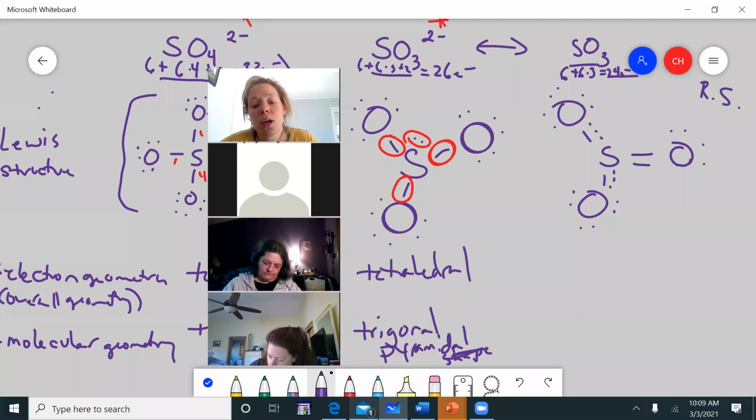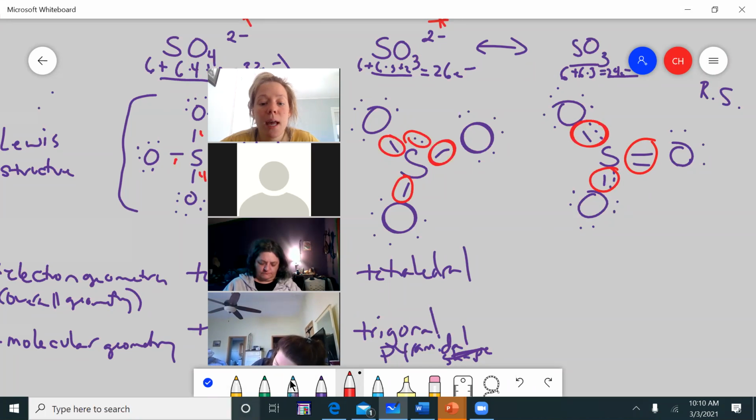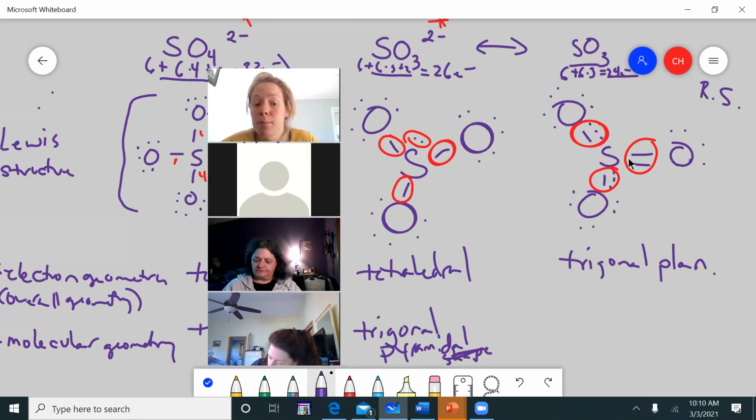So as far as its electron geometry, how many electron groups do I have? You consider a double bond one group. So this is 1, 2, 3, 3 electron groups. So think about your flat pizza cut into 3s. Trigonal planar. Now, for its molecular geometry, ask yourself, are there any lone pairs of electrons on the central atom? There aren't. So then it's real easy. It's going to have the same molecular geometry. This is also trigonal planar.